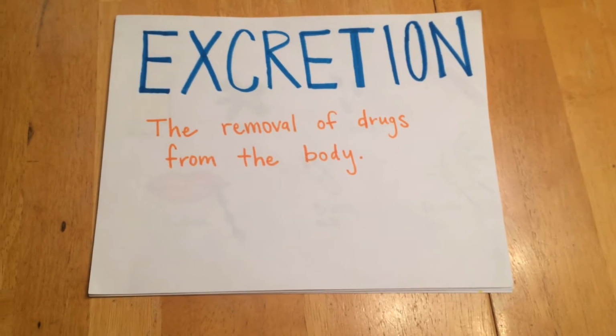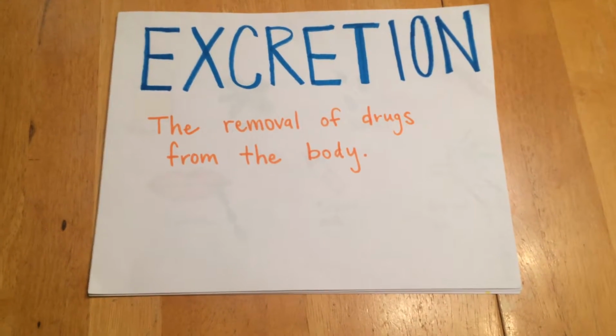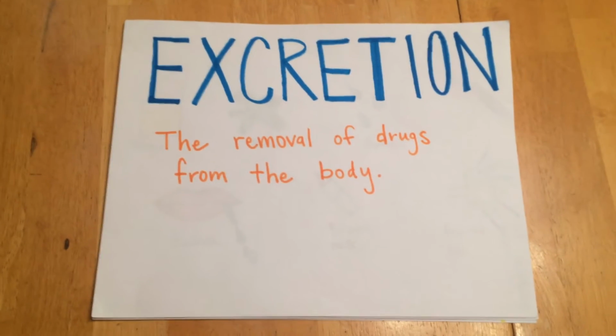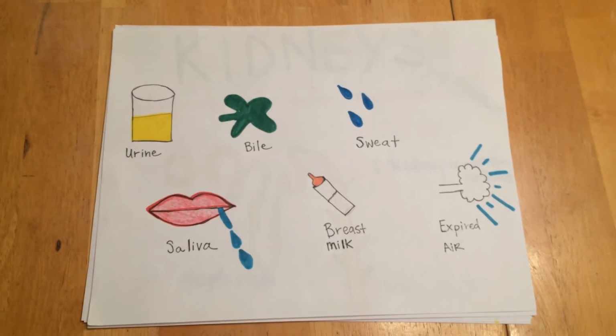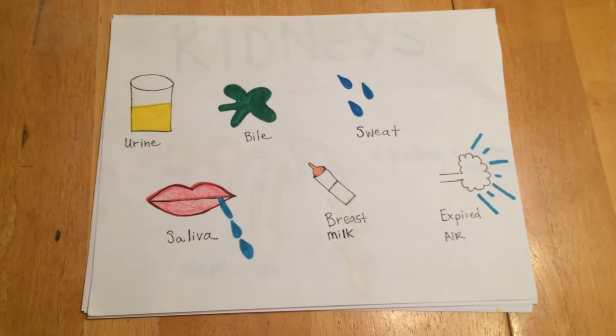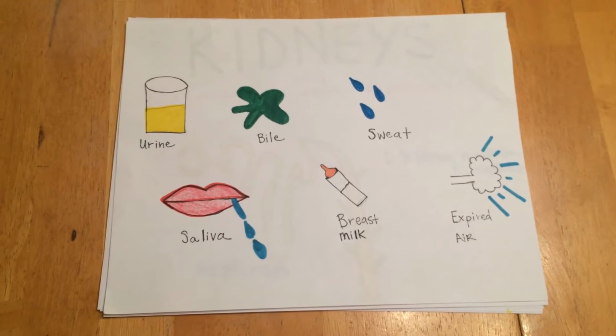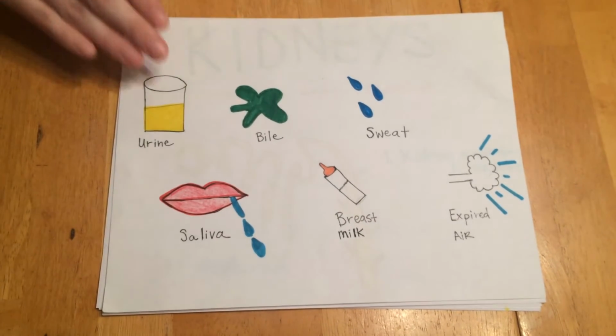Our topic for this video is about drug excretion. A simple definition of excretion is the removal of drugs from the body. The different ways the body can excrete drugs out include urine, bile, sweat, saliva, breast milk, and expired air.